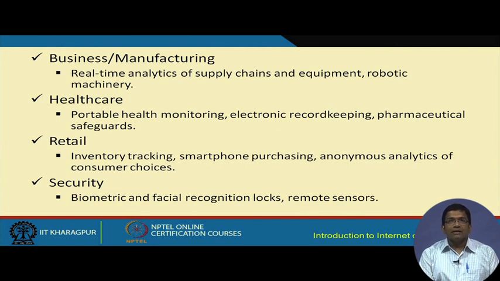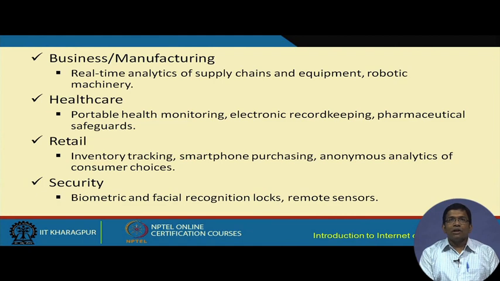Second is the healthcare. We are talking about portable healthcare monitoring, telemedicine in a much bigger way, that means much more remote areas can also be connected. The different healthcare facilities, hospitals, nursing homes, doctors, nurses, irrespective of where they are, they can still monitor the health condition of the patients that they are treating.